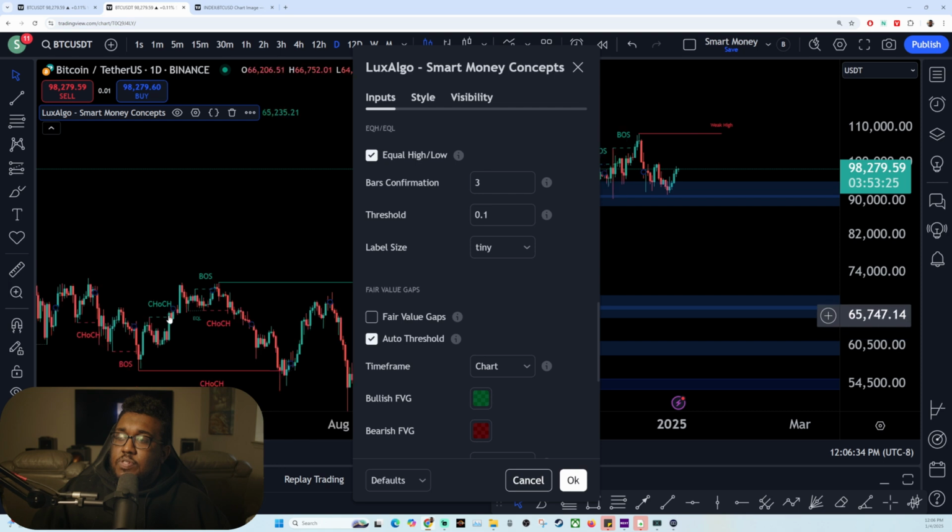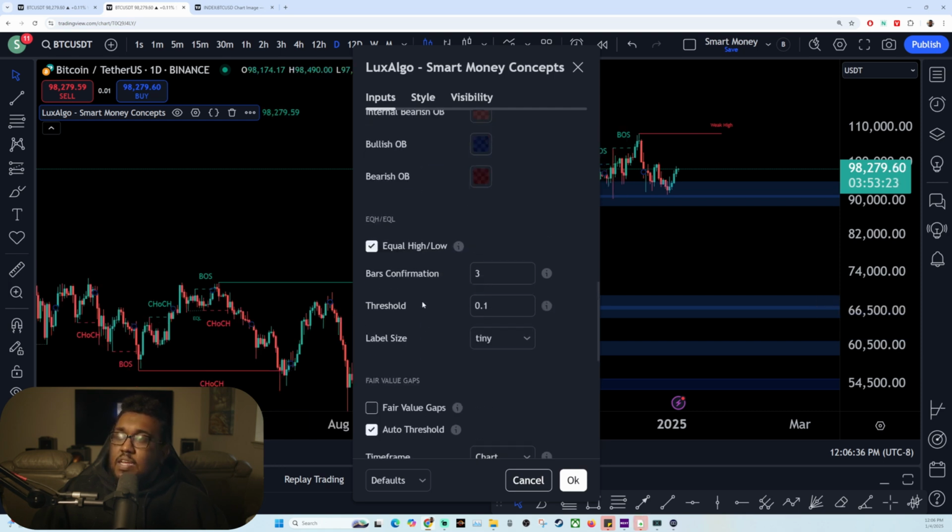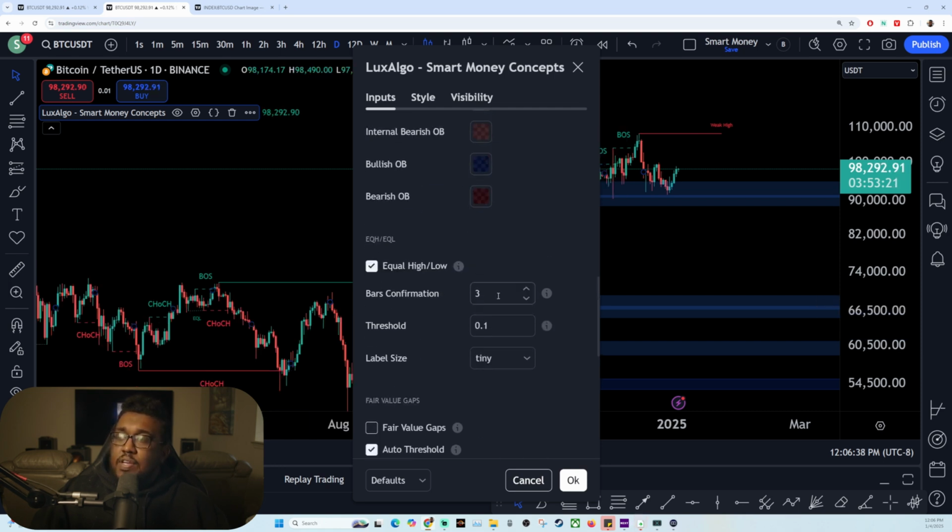Basically, it just gets rid of those equal high lows, the support and stuff like that. You guys can turn it on and off. If you guys want to have more confirmation for a stronger signal, you can always pop this up to 5 and it'll get rid of a lot of them, and it'll just show you the most potent ones, if that makes sense.